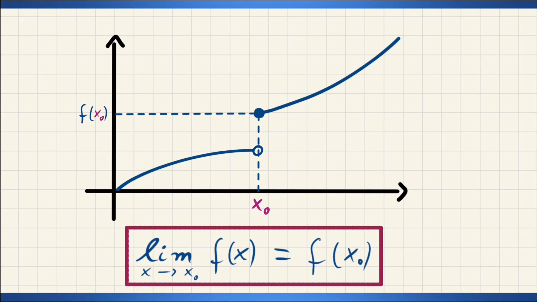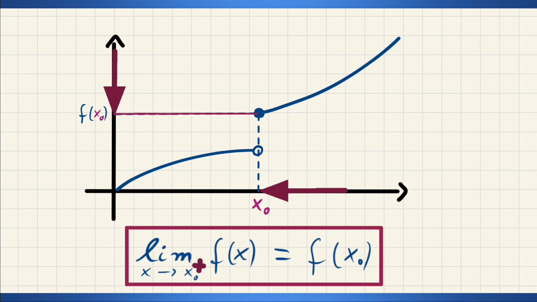For example, this would not hold for a function like this at x0. Here, the right-hand limit satisfies the condition, but the left-hand limit does not. No matter how close I get to x0, the function value stays at a different level and does not match f of x0. So this general condition is not satisfied.